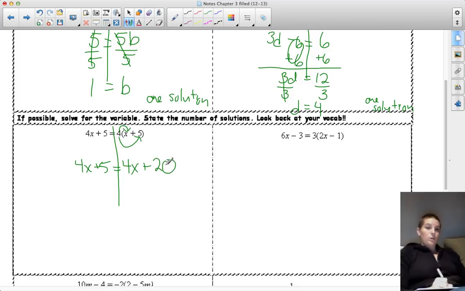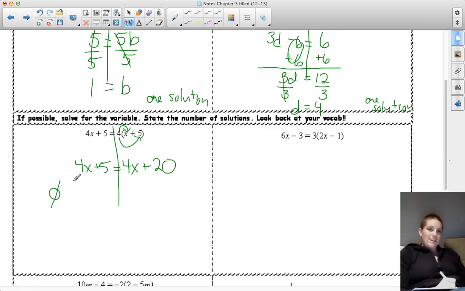Some of you will look at this right away and say, well, that's a contradiction, right? 4x plus 5 cannot equal 4x plus 20. It's just not possible. So if this is the place where you notice that it's impossible, stop and simply write down that this problem has no solutions. That's what that empty set means. Nothing will work.